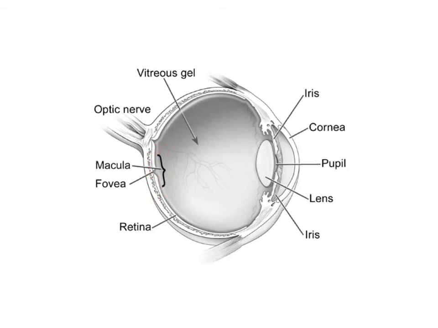But first, visual accommodation is the process of changing the curvature of the lens to keep the light entering the eye focused on the retina.